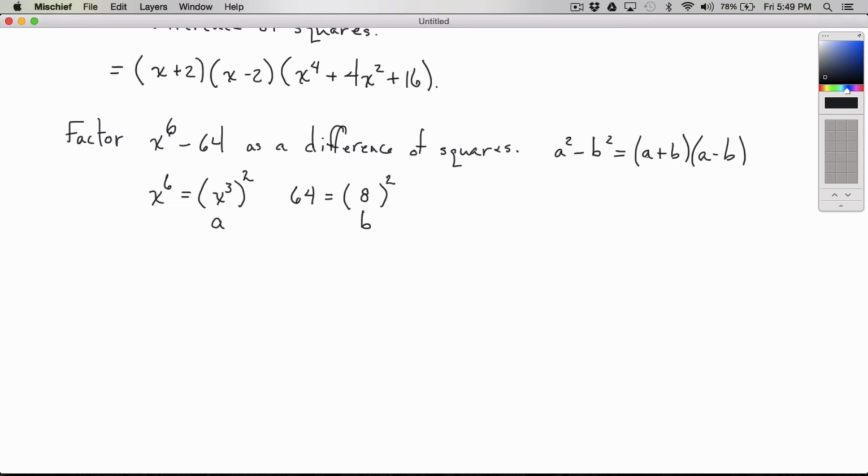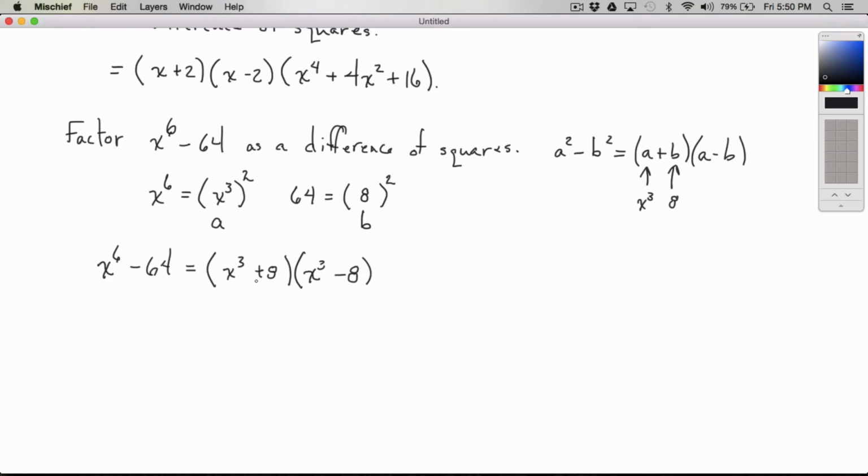Where there's an a, I'll now replace it with an x cubed. Where there's a b, I'll replace that with an 8. So let's begin. Now I can say that x to the 6th minus 64 is equal to x cubed plus 8 times x cubed minus 8.